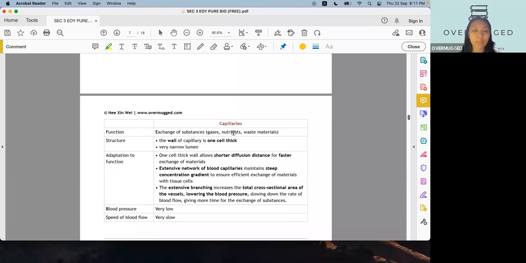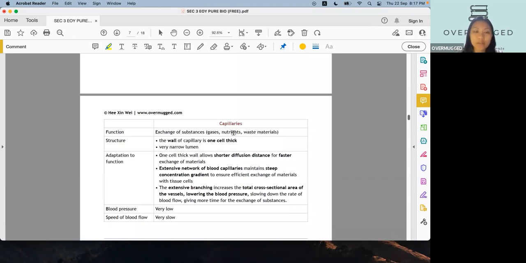If it's muscle cells, capillaries in your leg muscle, hand muscle, when you're exercising, then it is exchanging glucose, carbon dioxide, oxygen, urea. In general, any substances that the cells need or the cells need to remove. That happens at capillaries.